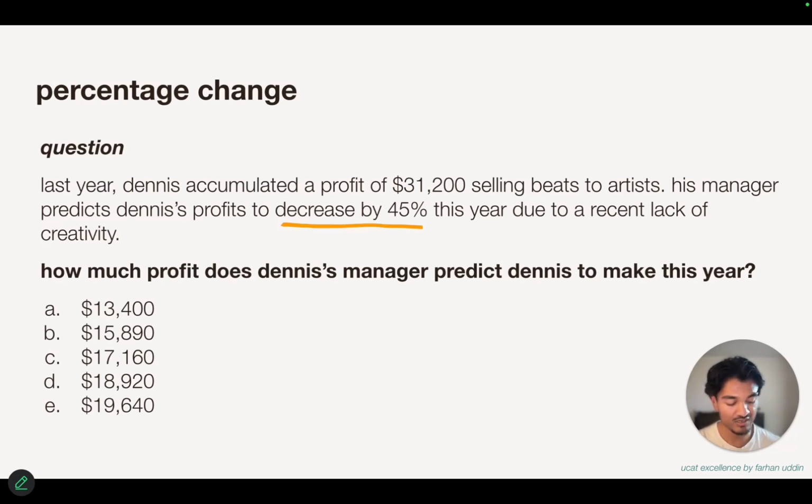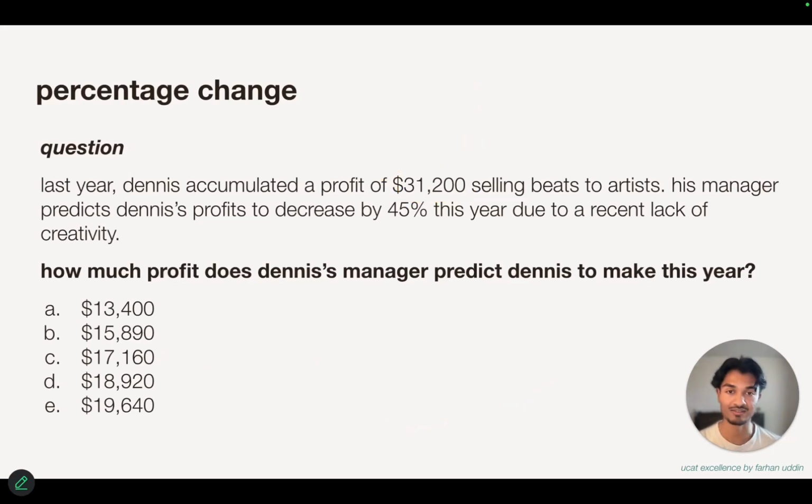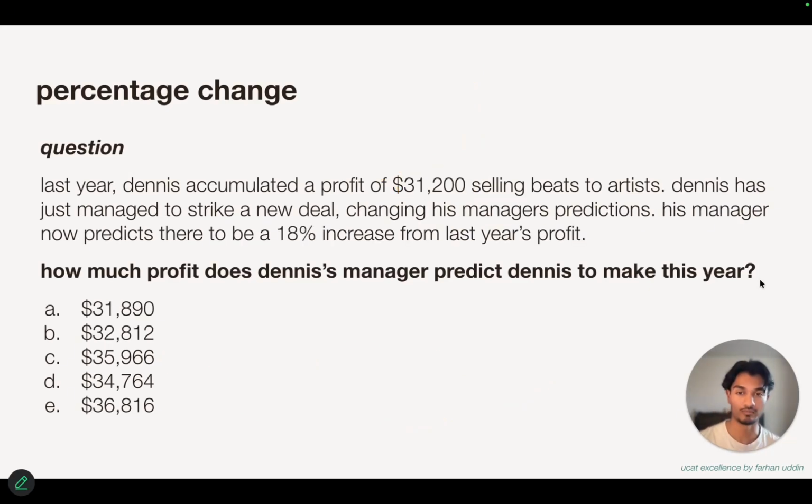So if there's a decrease by 45% this year compared to last year, in the following year, what that actually means is that next year is going to look like 100 minus 45, which leaves you with 55. So it's going to be 55% of whatever is here. Simple. 55 gives us our answer of C, 17,160 in this case. Lovely. Let's move on. Pause the video now and have a go.